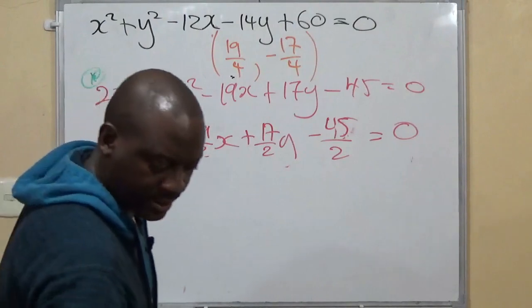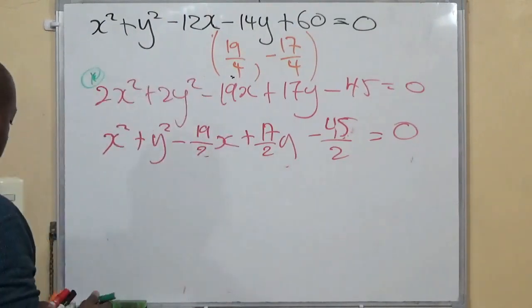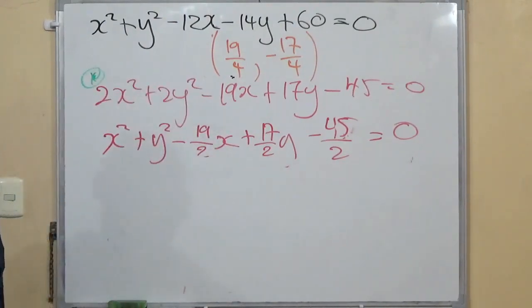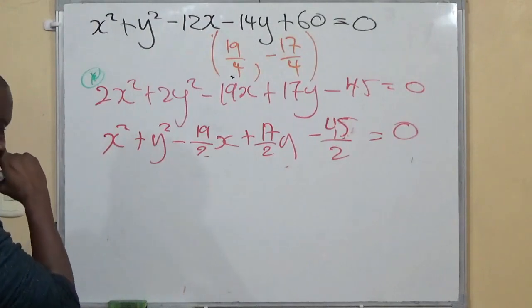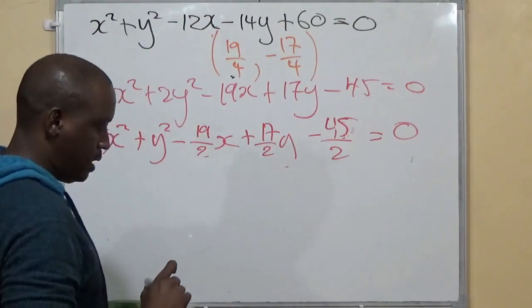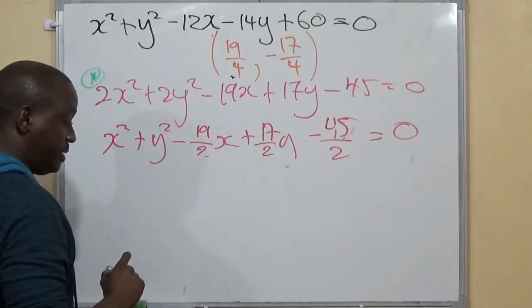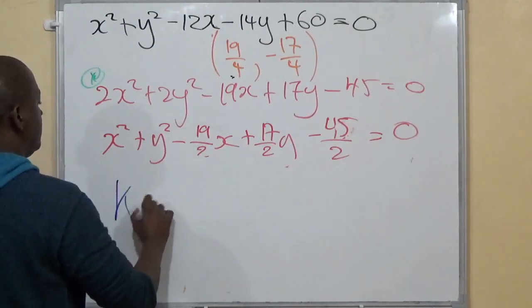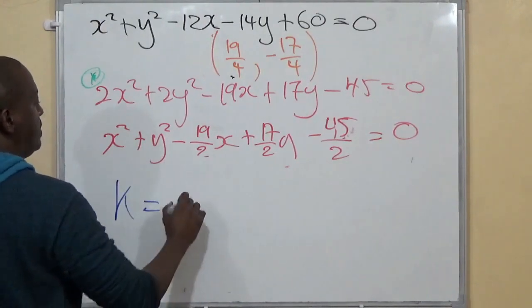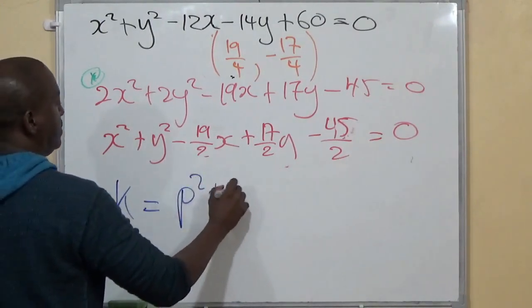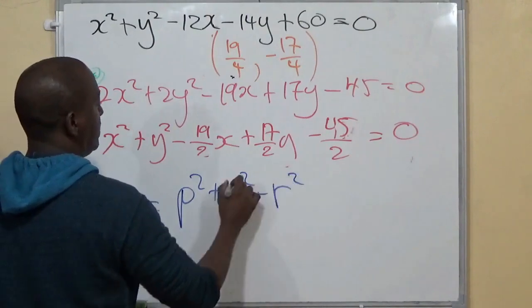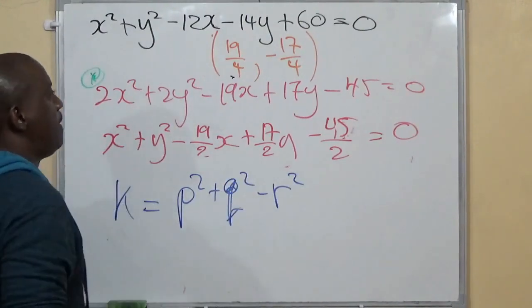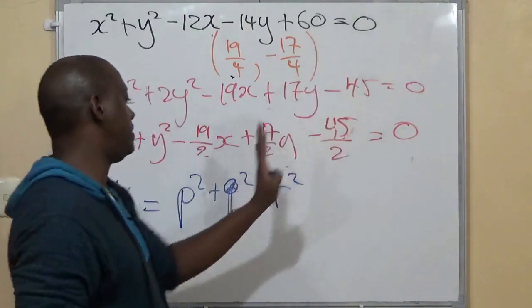Hold on, I had to get back into this. The general form was p squared plus q squared minus r squared, and the big constant k is equal to p squared plus q squared minus r squared. Right, that's what it was, because the r squared was on this side and we brought it across.